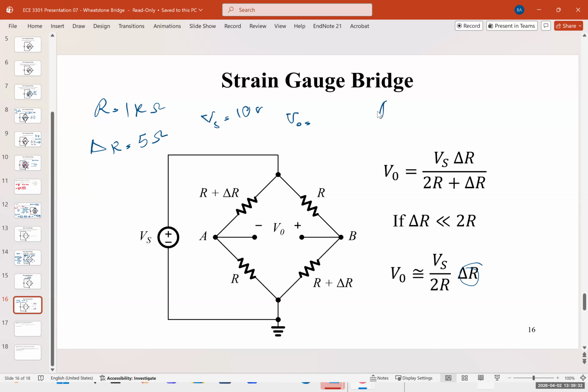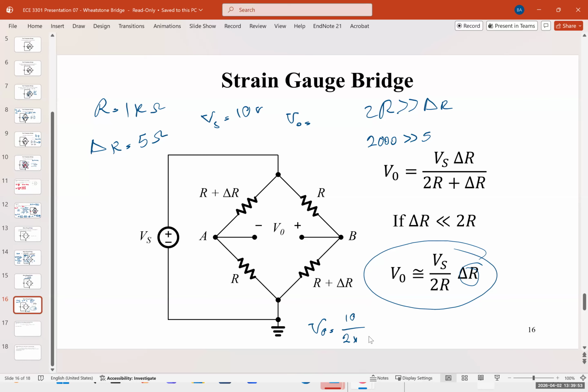So since 2R is much greater than delta R, 2R is 2000 and delta R is 5 ohms, so it's much greater than 5. I can utilize this equation. V out is going to be Vs, which is 10 volts, over 2 times 1000, which is 2000, times delta R, which is 5 ohms. So the first part is going to be 0.005, times 5, which gives us 0.025.